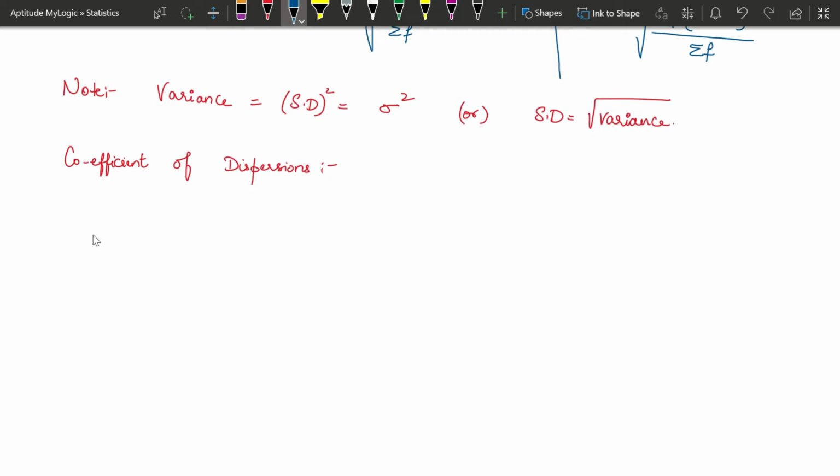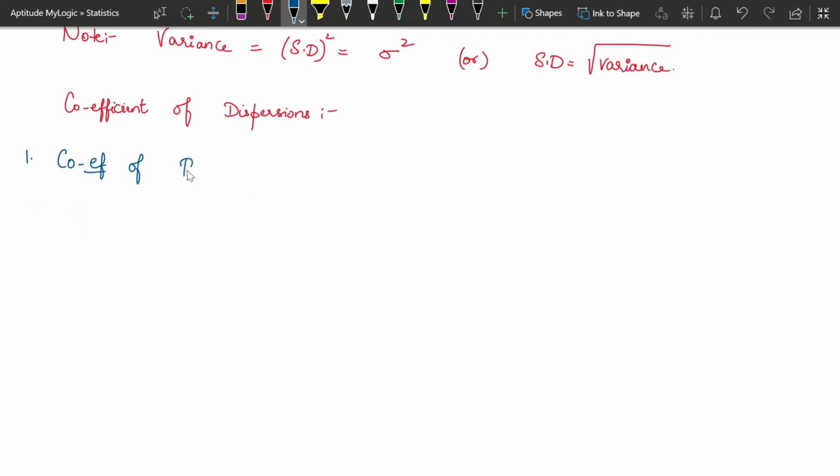So the first one is coefficient of range. I'll write this coefficient as C. Coefficient of range is given by highest minus lowest value divided by highest value plus lowest value. So this gives coefficient of range. So the next one is coefficient of mean deviation.